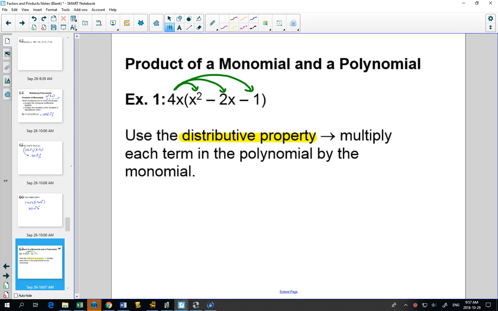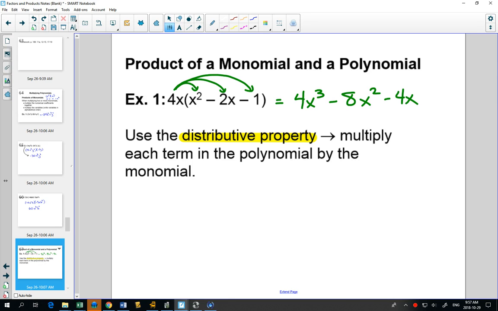And as a result, it's like multiplying monomials 3 times. You multiply the 4x times the x squared, which would give you 4x cubed. You multiply the 4x times the negative 2x, which would give you negative 8x squared, and the 4x times the minus 1 would give you the minus 4x.